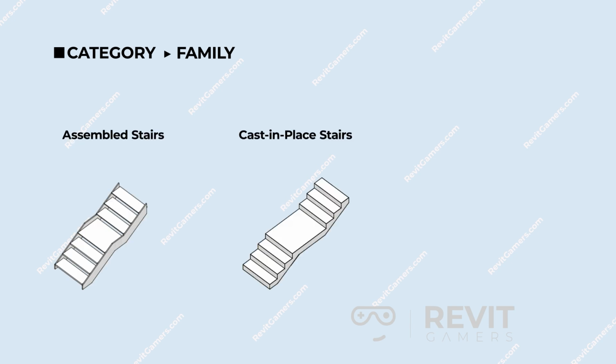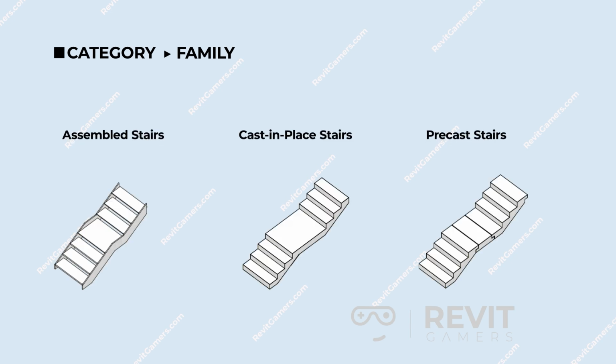In the next level, each category contains some families. Revit families are objects that are similar in some characteristics. For example, this stair category has 3 families: assembled stairs, cast-in-place stairs, and precast stairs.